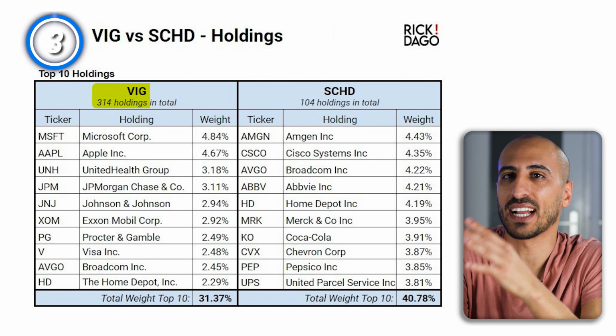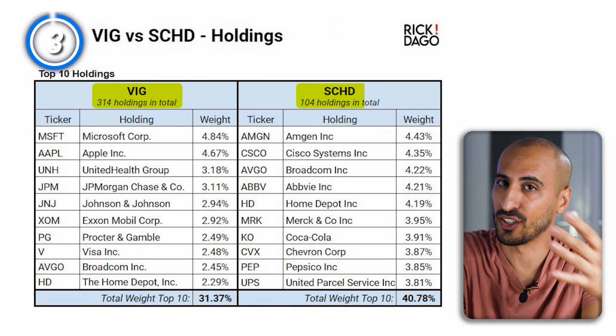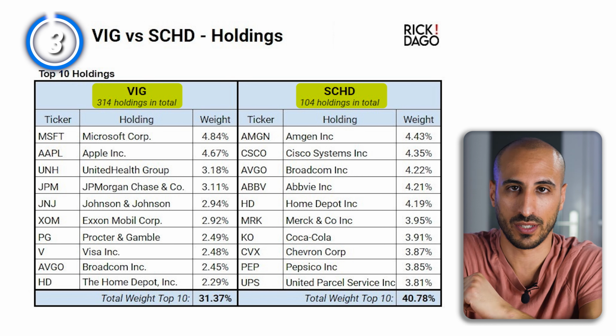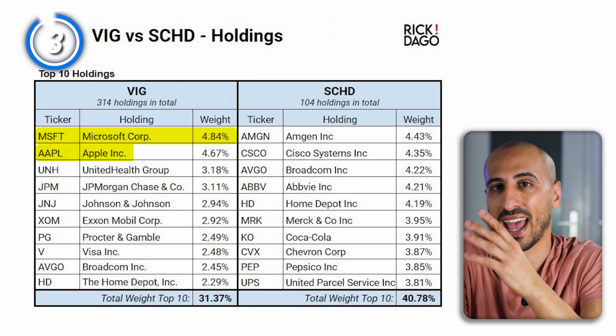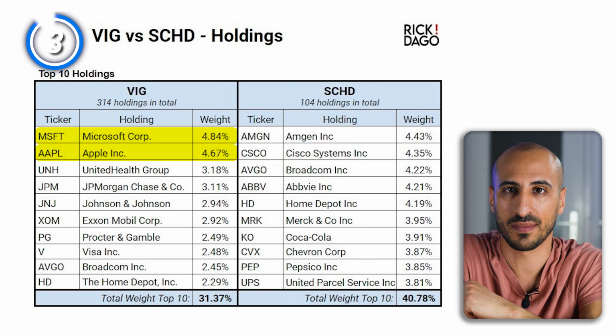VIG contains 314 different companies, while SCHD has 104 holdings. The main holdings of VIG are Microsoft with 4.84%, Apple with 4.67%. Wait. You said before that the weight is kept at 4% for each holding. So what is this now? Well, the weight is kept at 4% at the moment of the annual reconstitution and at the quarterly rebalances. But then stock prices change and a company can also go over 4%.